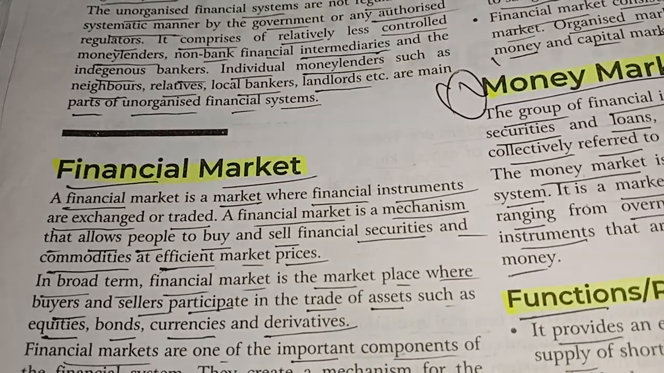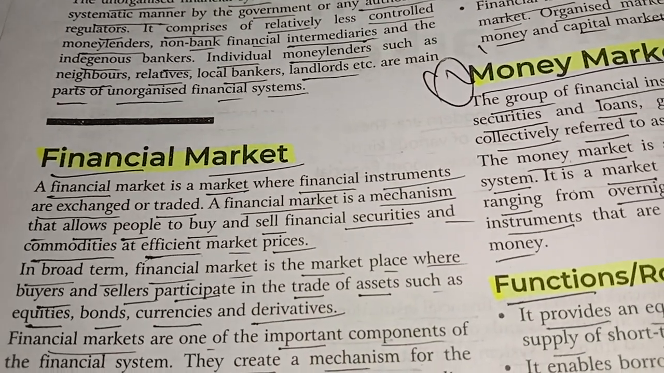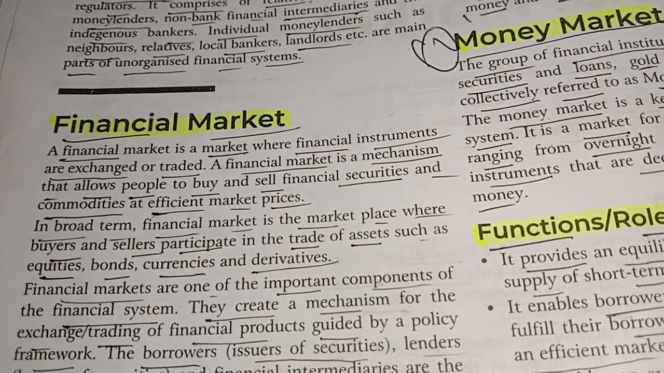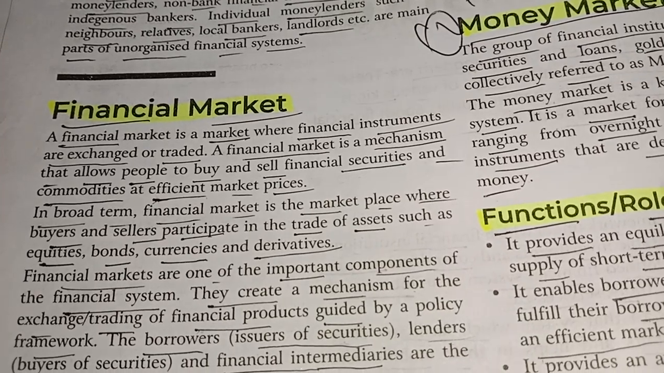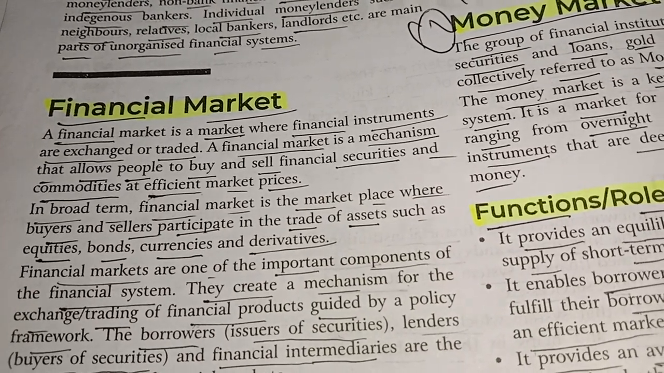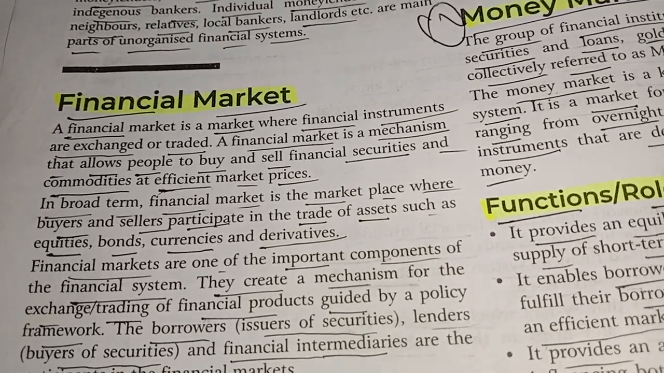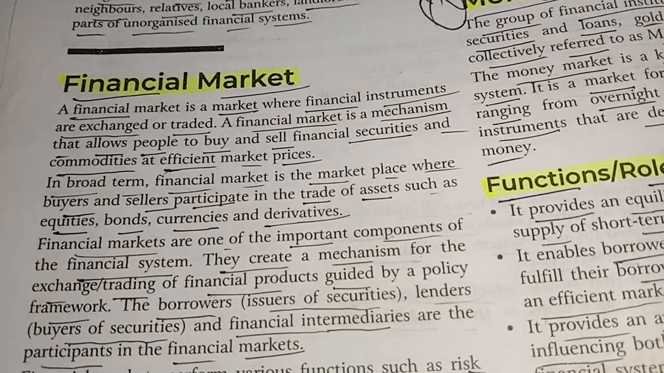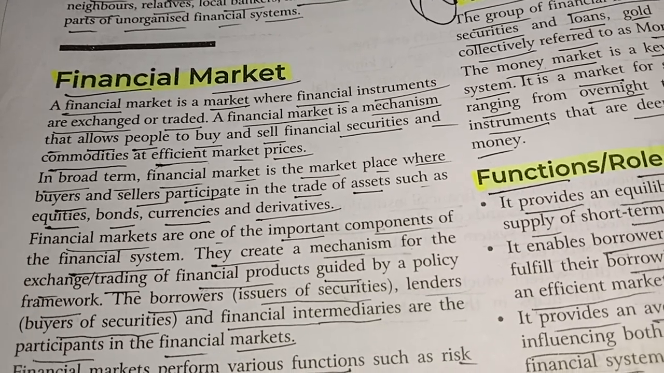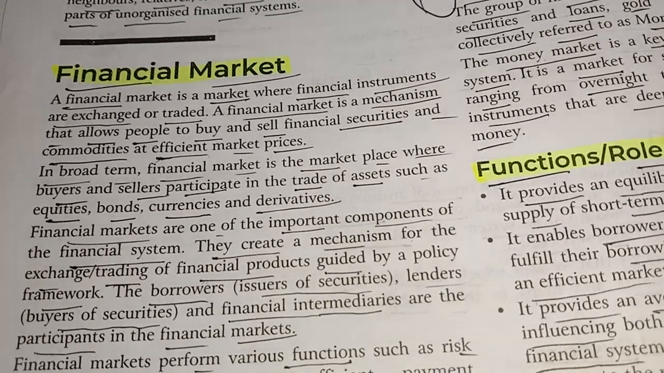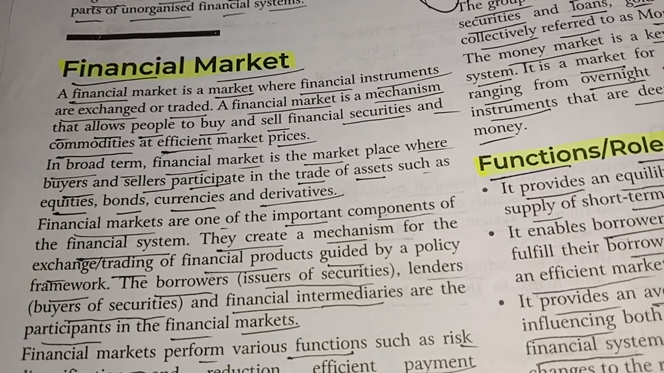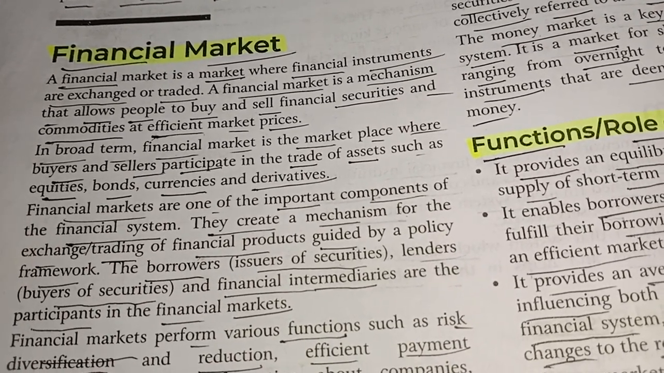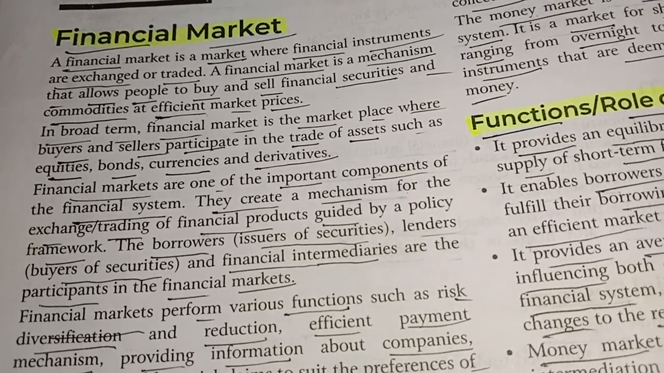Financial market. A financial market is a market where financial instruments are exchanged or traded. A financial market is a mechanism that allows people to buy and sell financial securities and commodities at efficient market prices. In broad terms, the financial market is the marketplace where buyers and sellers participate in the trade of assets such as equities, bonds, currencies, and derivatives. Financial markets are one of the important components of the financial system.